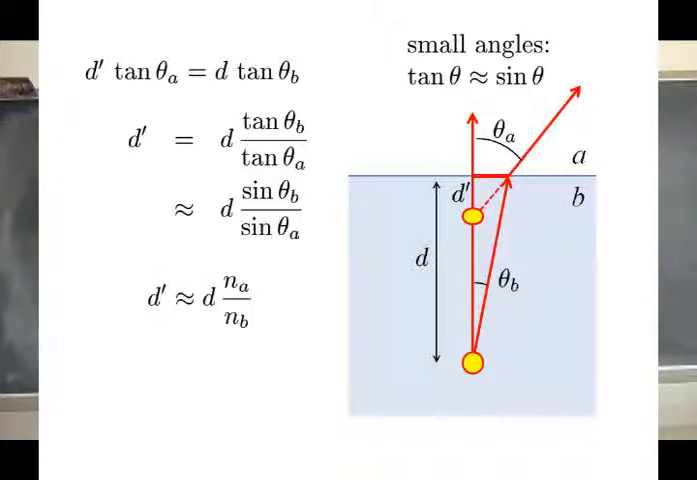But the ratio of the sines of the angles will be the inverse ratio of the indices of refraction by Snell's law, and that means that the apparent depth, d prime, is about equal to the depth times the ratio NA over NB. Now let's suppose this is air and water, then NA is about 1, and NB, the index of refraction of water, is about 4/3, so NA over NB is about 3/4. So the apparent depth of the object is only about 3/4 of the actual depth of the object.